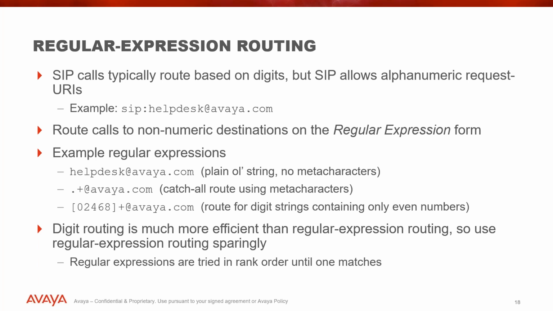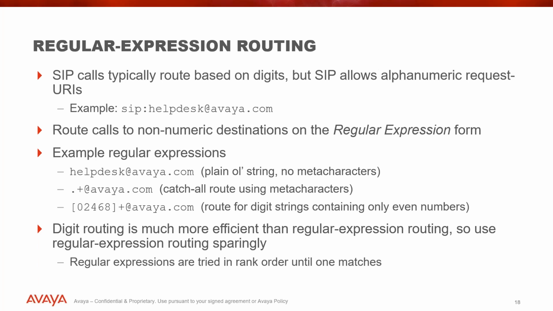If you're not familiar with regular expressions, I've got a couple of examples here. The simplest kind of regular expression is just a plain old string with no meta characters in it. So for example, helpdesk@avaya.com. You can use meta characters, wildcards. A dot stands for any character. A plus means one or more of the thing before the plus. A star means zero or more of the thing before the star. So I've got an example here, .+@avaya.com. So that means one or more of any character followed by @avaya.com.